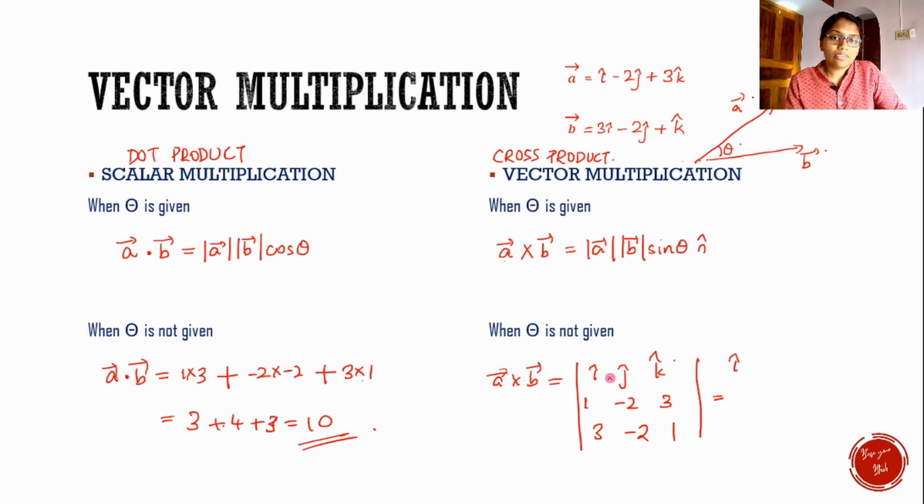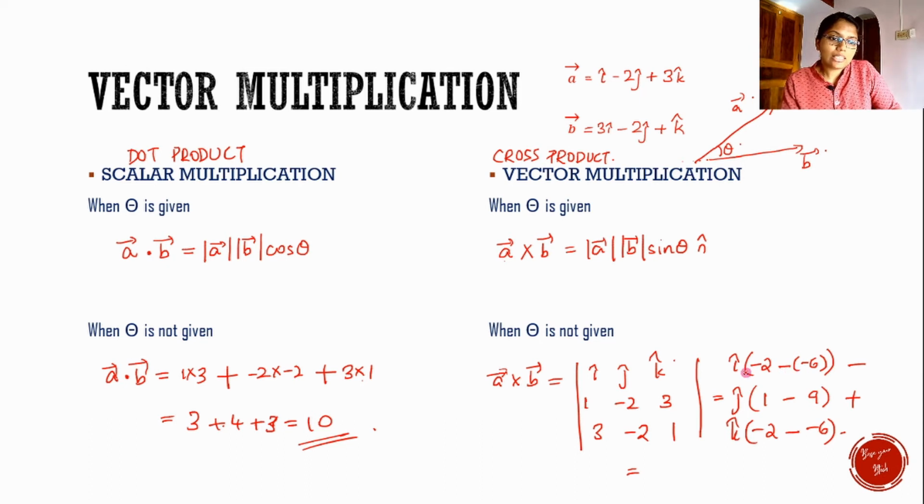It is first row, first column, that is i cap into minus 2, just cross it, minus 2 minus 2 into 3. Minus j cap into 1 into 1, 1 minus 3 into 3, 9, plus k cap into 1 into negative 2 minus 2 into 3 is minus 6. So, the value is 6 minus 2, 4 i cap, 1 minus 9 is negative 8, along with this negative it becomes 8 j cap plus 4 k cap is your answer.